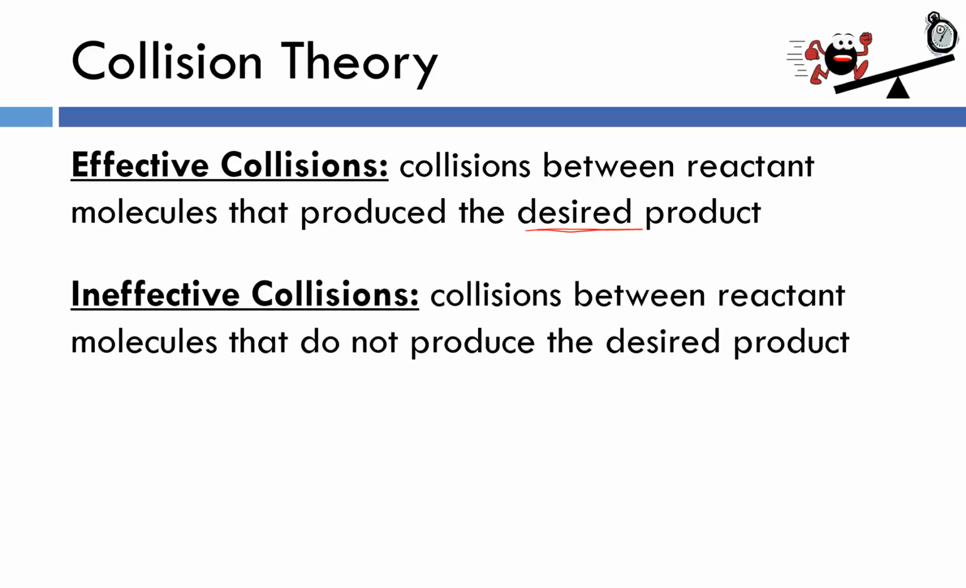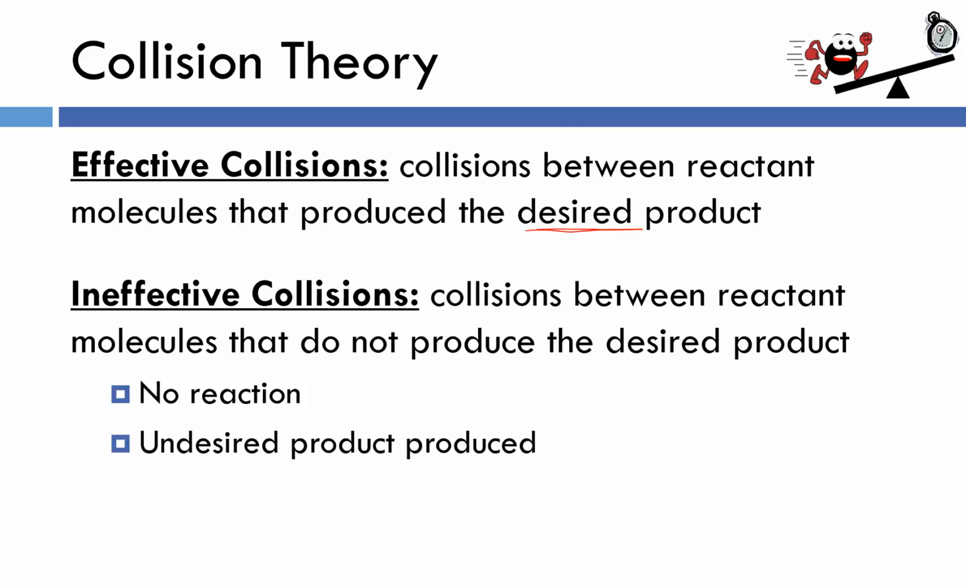We can also have ineffective collisions, and these are collisions between our reactant molecules that do not produce the desired product. In Regents chemistry, most of our reactions are pretty simple and straightforward. So if you aren't getting the reaction to occur, it's probably because you have ineffective collisions, so just no reaction is occurring. As you get to larger and more complicated molecules, like in organic chemistry, ineffective collisions can also be collisions that yield an undesired product.